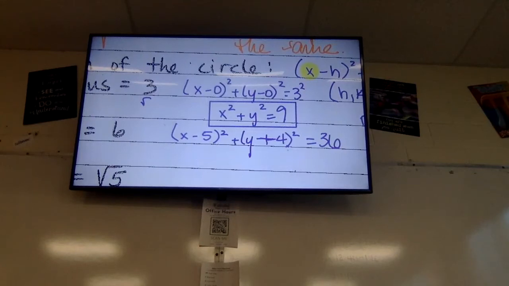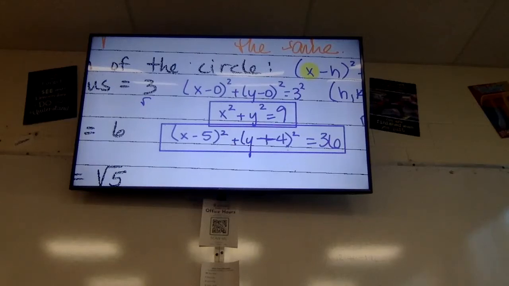I do not want you to square out x minus 5. I don't want you to FOIL that. I don't want you to do anything crazy. When we're just writing the equation and I give you this much information, you just have to simply write it like this. That is good enough. (x minus 5) squared plus (y plus 4) squared equals 36. Any questions yet?